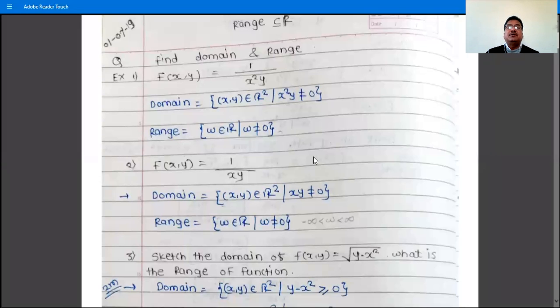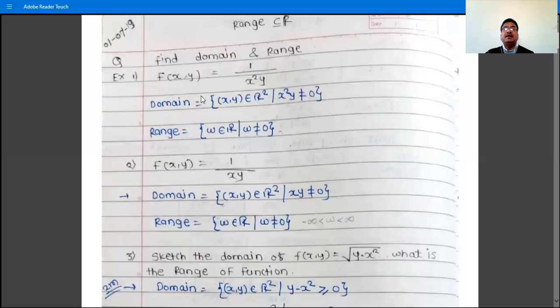Are the examples for 2 marks. Find the domain and range, like that examples, or sketch the diagram of the domain. So find domain and range of the function f(x,y) is 1 by x square into y. So this function is a two variable function f(x,y), and so f(x,y) is a function from R square, R cross R, to R. That is, it's a real valued function.